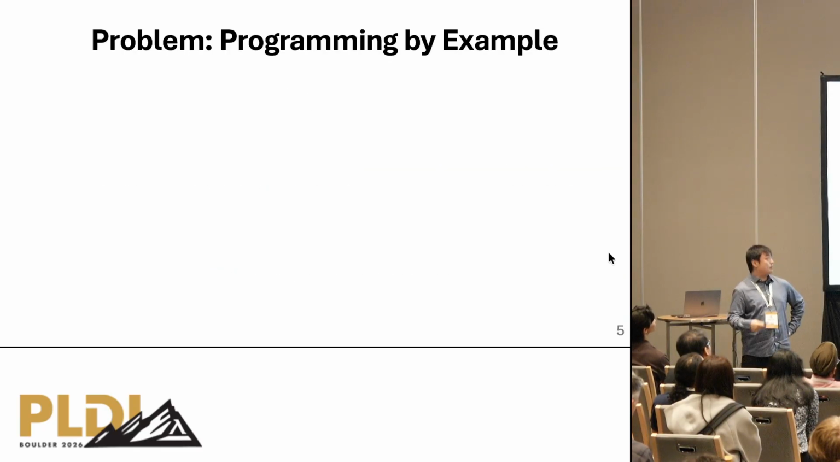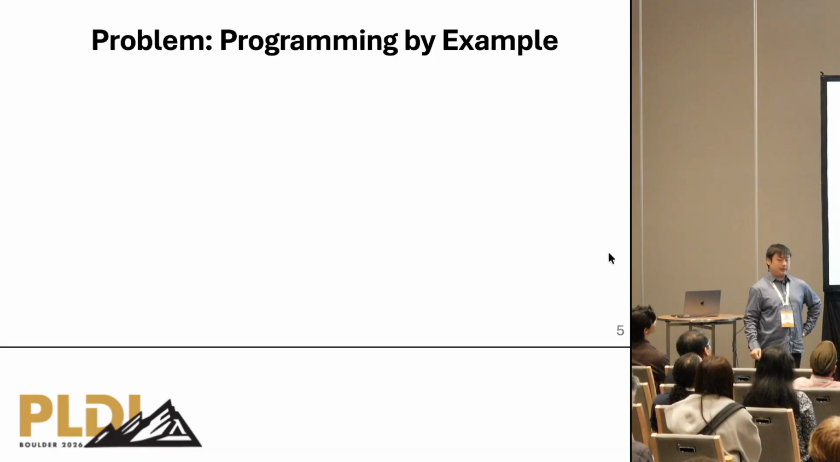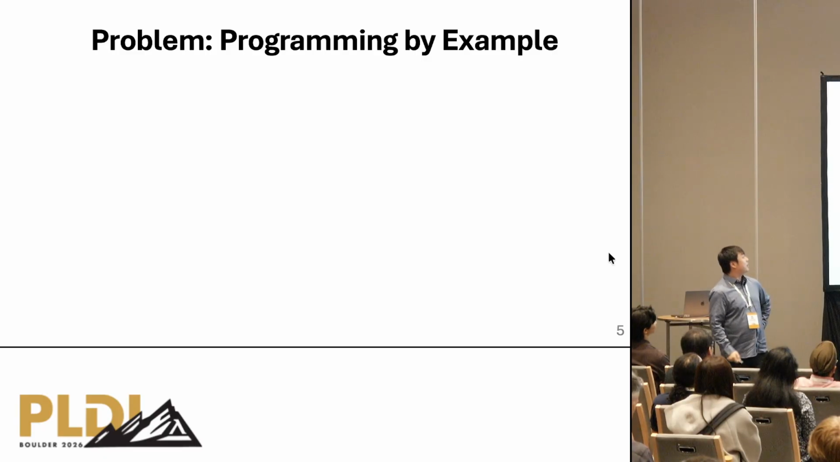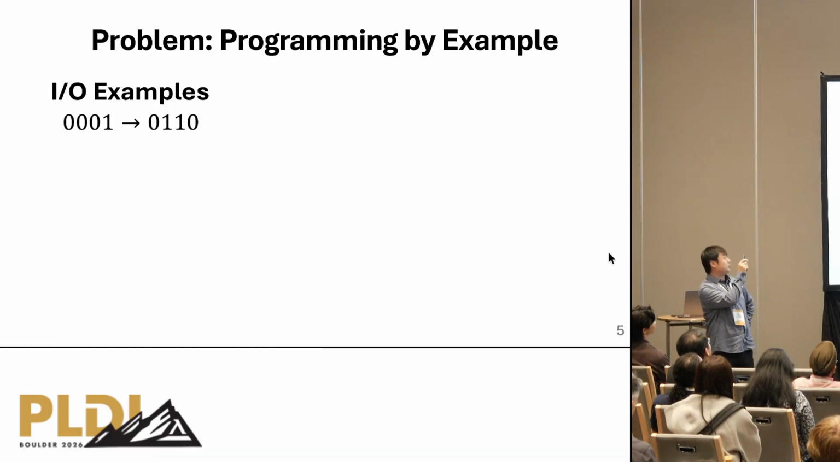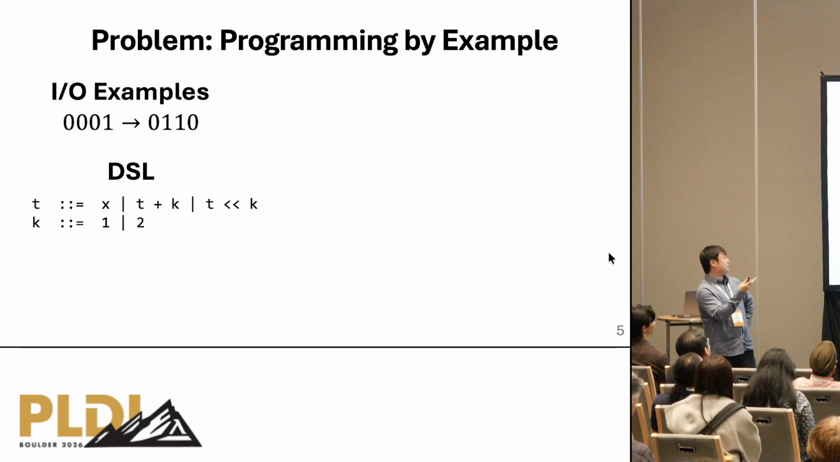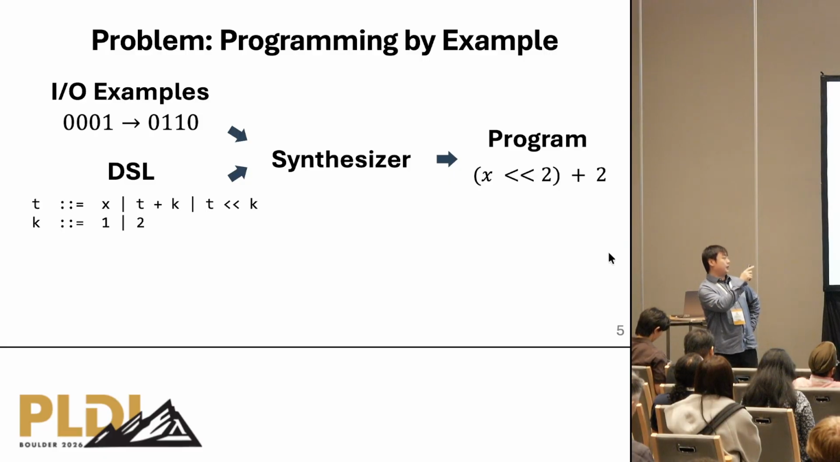So let me set up the problem first. In this work, we are considering programming by example. It's a long-standing problem in this community, and it can be a foundation for many different applications. Basically, the user will give an I/O example, for example, 0001 to 0110. This is a bit vector. And the user will provide you a DSL. For example, in this DSL, you can keep adding 1, adding 2, left shift 1, and left shift 2. You feed this to the synthesizer, and the synthesizer will return a program that satisfies the specification. For example, in this case, X left shift 2 plus 2.